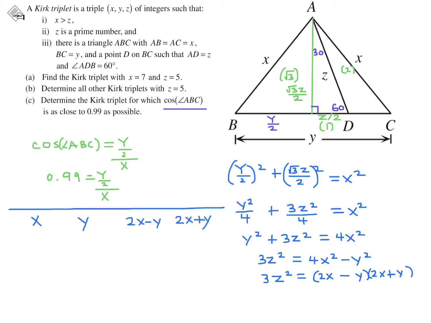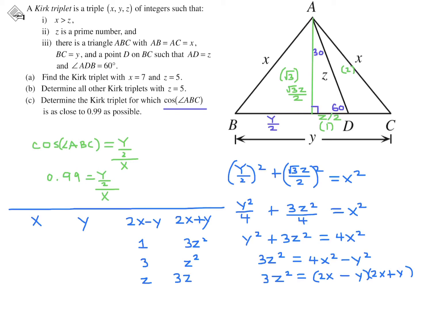And 2x minus y multiplied by 2x plus y is equal to 3z squared, correct? Now, since z is a prime number, these two must be some combination of 3z squared. So, for example, they must be 1 and 3z squared, or they could be 3 and z squared, or they could be z and 3z.